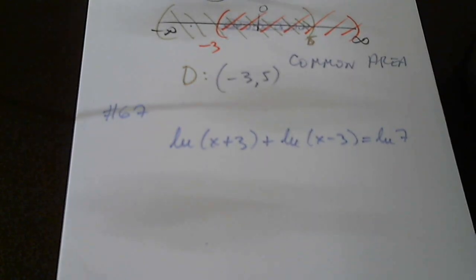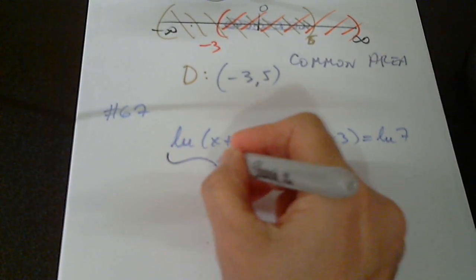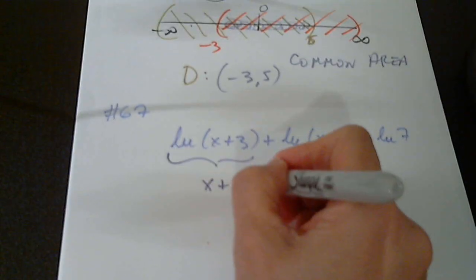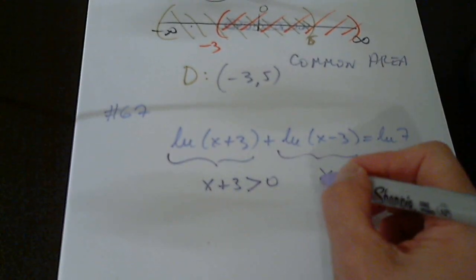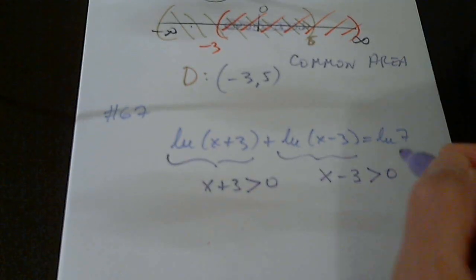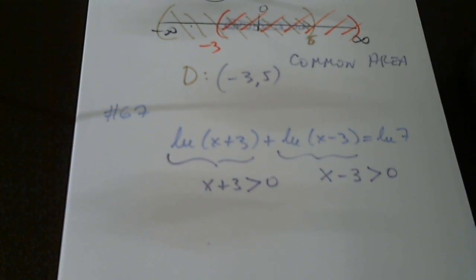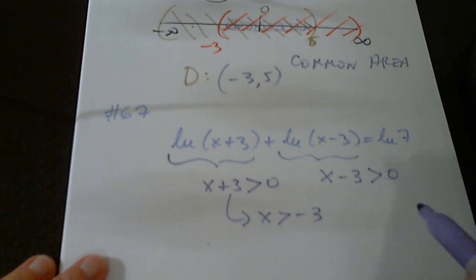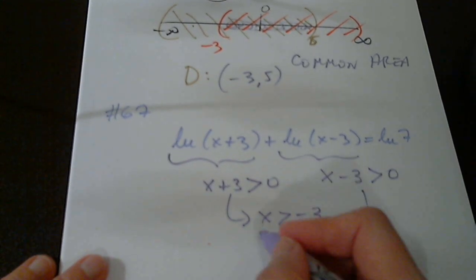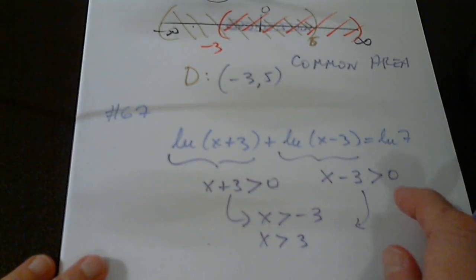Okay, perfect. So I look at this equation and I see two functions that have restrictions. This function exists only if x plus 3 is greater than 0. This function exists only if x minus 3 is strictly greater than 0. When I solve this, x is greater than negative 3. When I solve this, x is greater than 3.